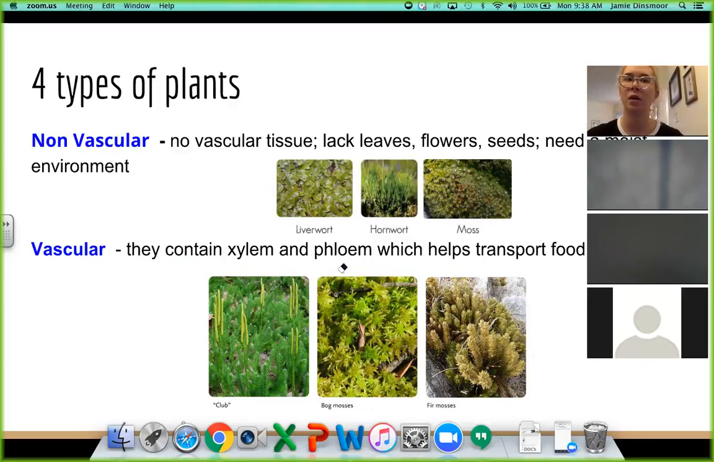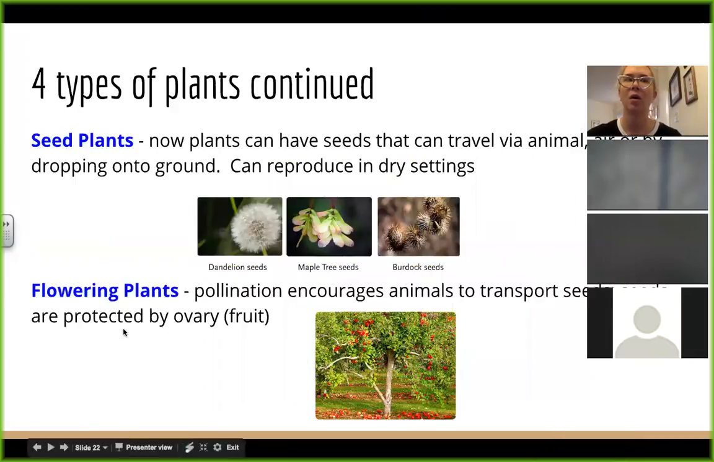Then we get seeds, right? The next branch of this cladogram would be a seed plant. Plants didn't have seeds before, right? Now they do. Seeds can travel via animals, dropping onto the ground, wind. Right now, plants don't need water to transport their eggs and sperm, right? They can actually drop a seed somewhere and a new plant will grow. And that means they can reproduce in dry settings. Right now you see a huge diversity of plants happening because they can grow in many different climates.